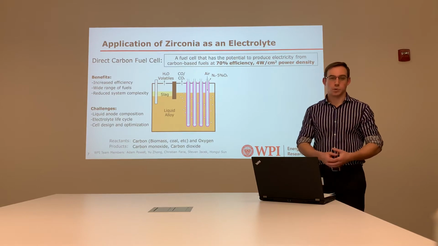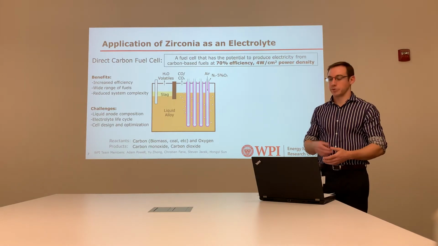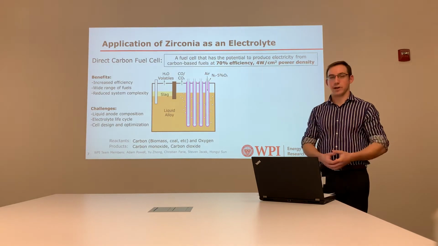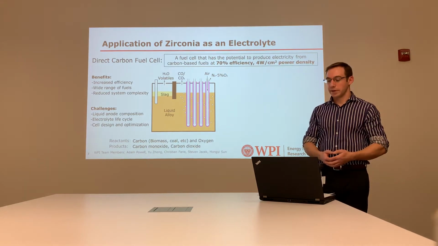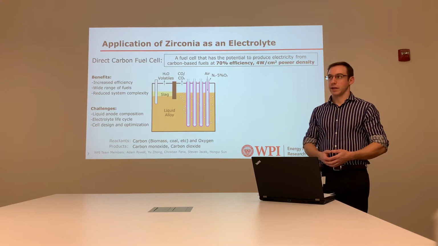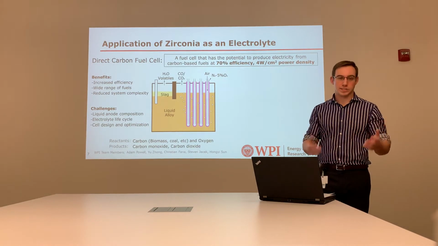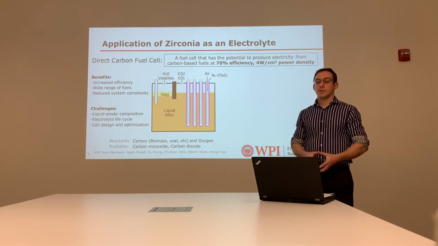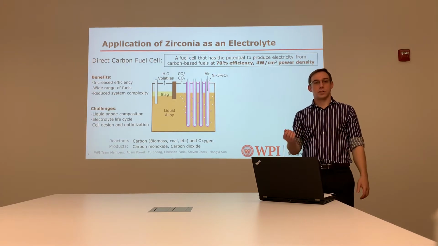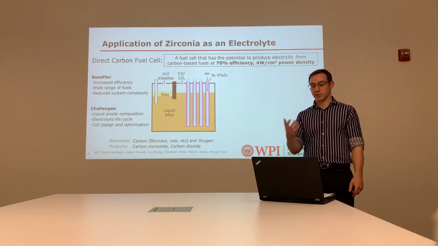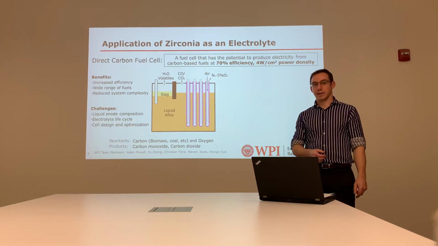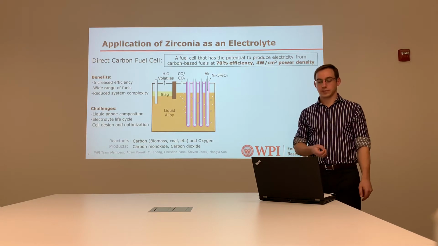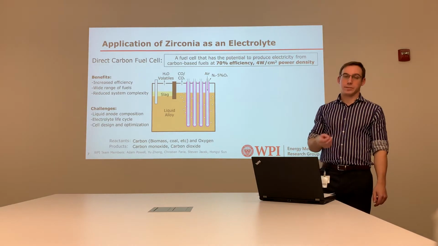Now, this device won't be operating at 100% efficiency. We forecast it'll be around 70% due to thermal and other losses within the cell itself. But when you consider conventional gas turbines, they're only operating between 50 to 60% efficiency. So this fuel cell has the potential to use carbon fuels such as biomass or coal and transmit electrical energy from that reaction in a much more efficient manner.